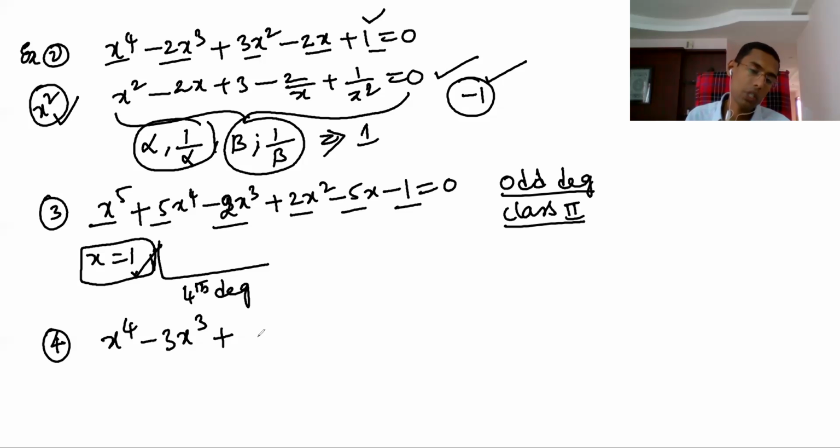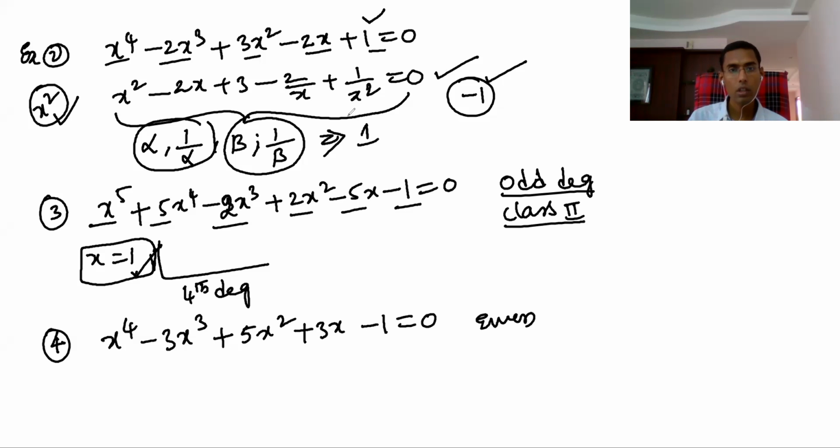that is x power 4 minus 3x power 3 plus 5x square plus 3x minus 1 equal to 0. I am taking even degree reciprocal equation of class 2. If you see, this one is even degree reciprocal equation of class 2, obviously class 2, and even degree. So for this, x equal to 1 is a root, and x equal to minus 1 is a root. Plus or minus 1, both are the roots.